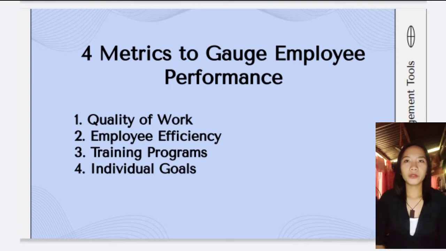hires. Number 2, employee efficiency. An efficient employee is able to maximize their productivity with minimum effort and expense. Costly mistakes are few and far between, deadlines are met, and quality of work is not sacrificed. They neither waste time nor effort; simply put, they get the job done.